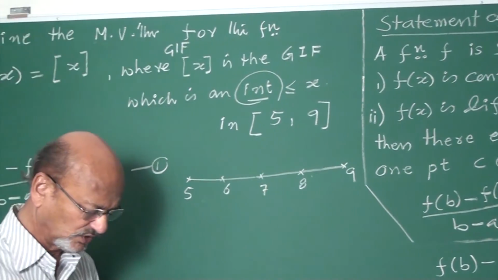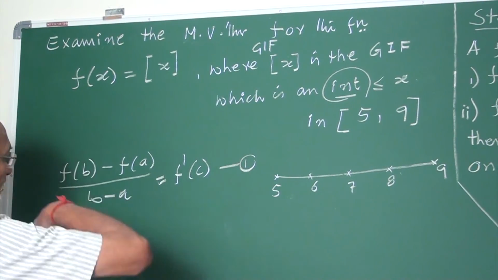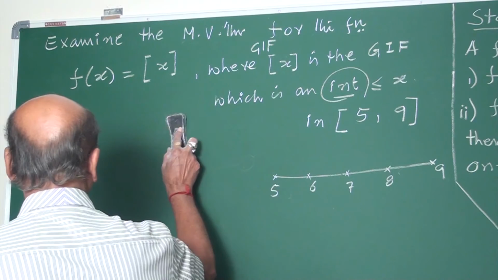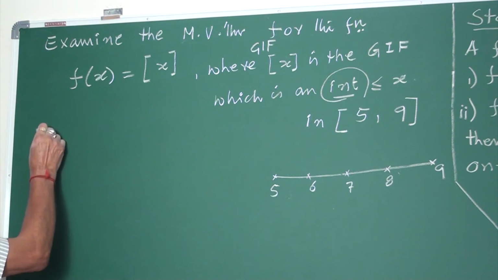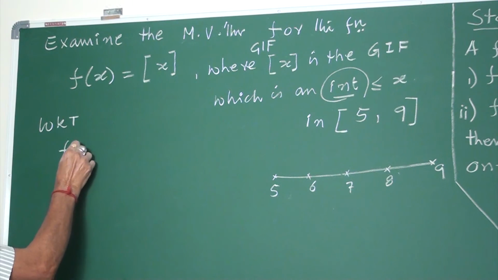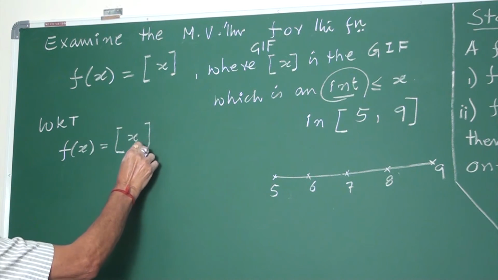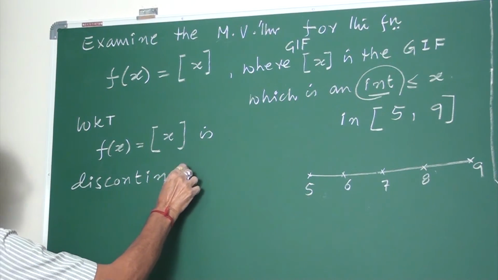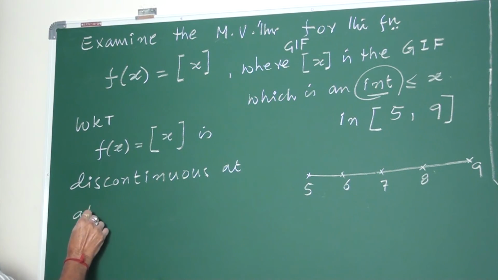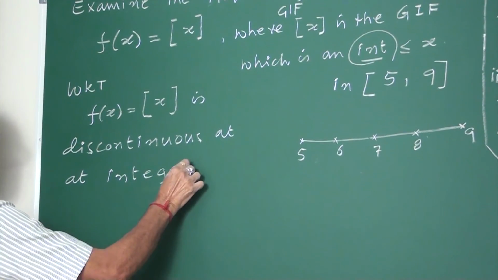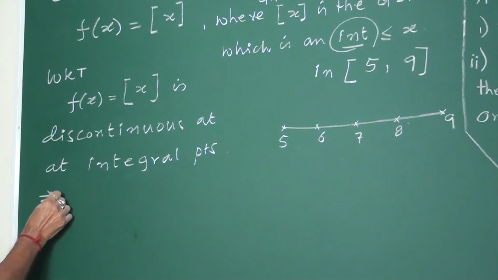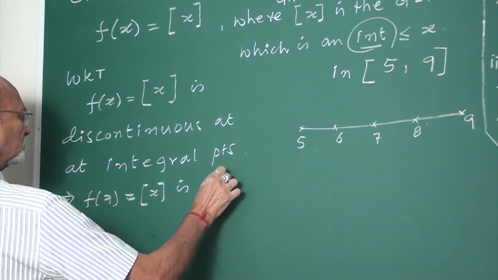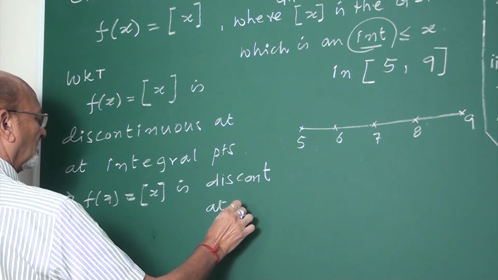Two lines, my friends. Yes, we know that f(x) equal to bracket x, the greatest integer function, is discontinuous at all integral points. Integral points means integers. At all integral points, f(x) equal to bracket x is discontinuous.